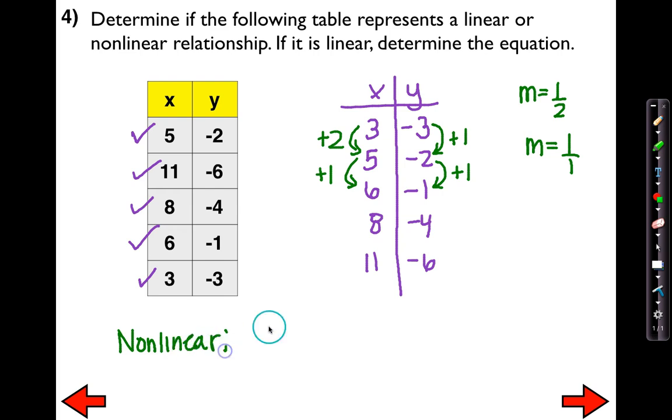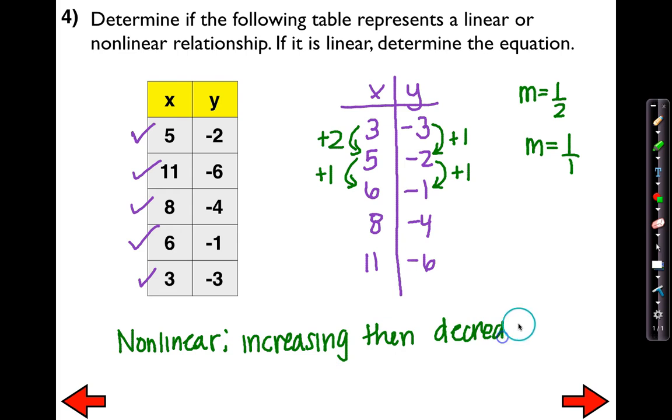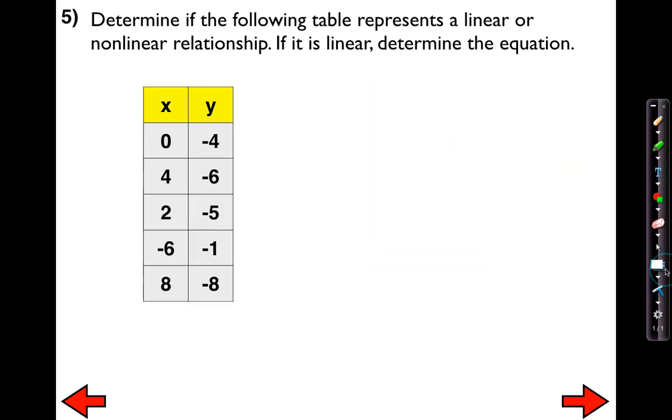And I noticed the trend was it was increasing and then all of a sudden it started decreasing. But did they ask me to do this? No. However, it's going to be a very good skill to have to be able to assess a table and figure out what's happening to the values. Number 5. Okay, so last one. I want you to go ahead and pause the video and try number 5 by yourself.